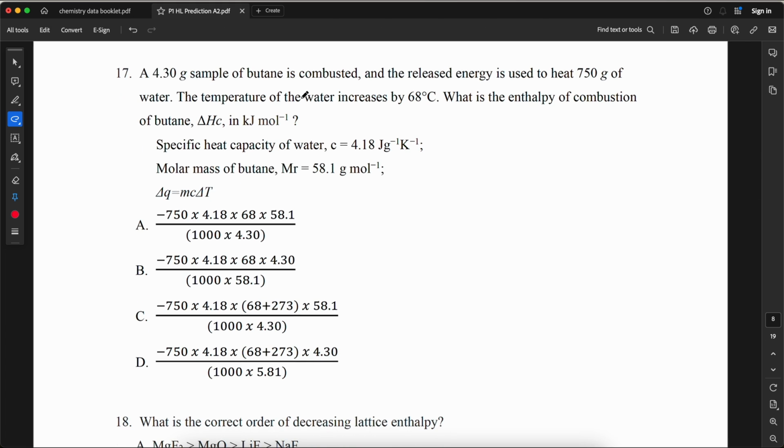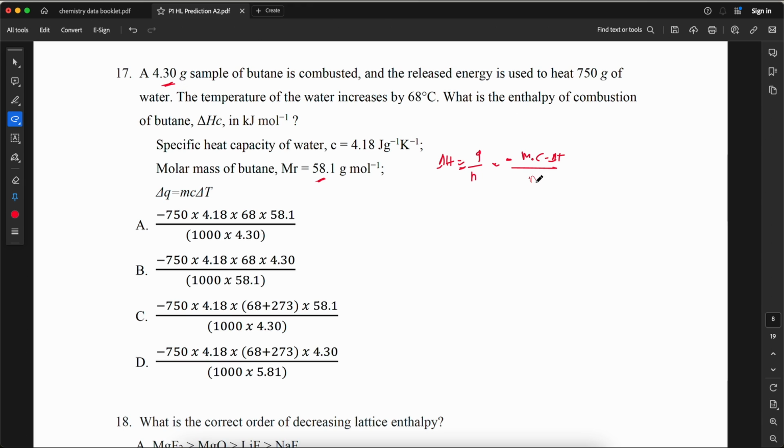A 4.3 gram sample of butane is combusted and the released energy is used to heat 750 grams of water. The temperature of the water increased by 68. What is the enthalpy of combustion of butane in kilojoules per mole? So to calculate delta H, that would be heat divided by moles. Because the temperature increases, that would be negative. So mc delta T divided by n, we've got mass right here, and then molecular mass right here.